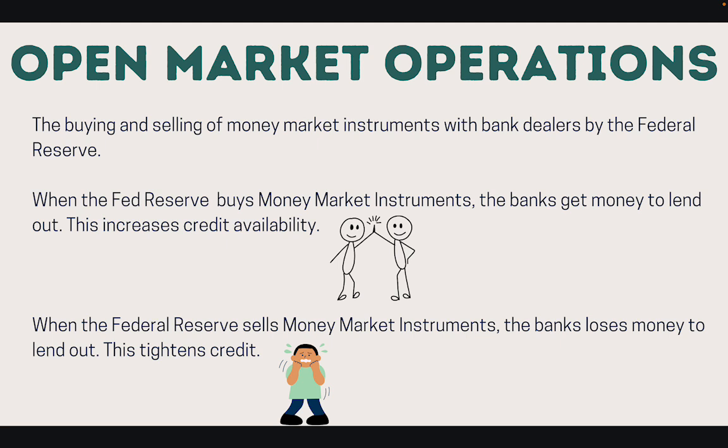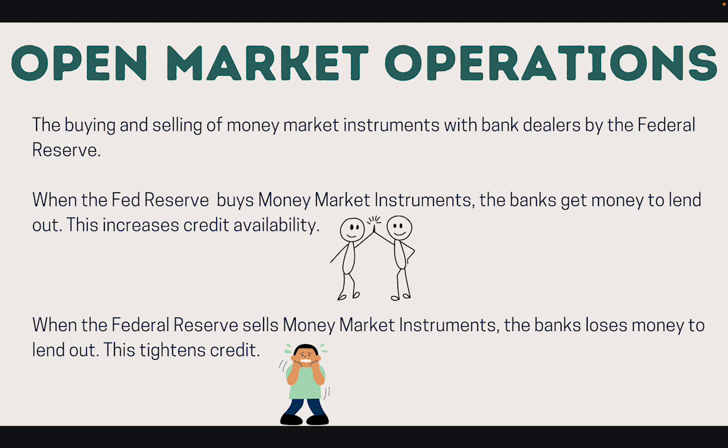When the Federal Reserve buys money market instruments, the banks get money to lend out, and this increases credit availability. When the Federal Reserve sells money market instruments, the bank loses money to lend out. Oh, this tightens credit. Okay, so before I go on to the next slide, let's talk about what this means.